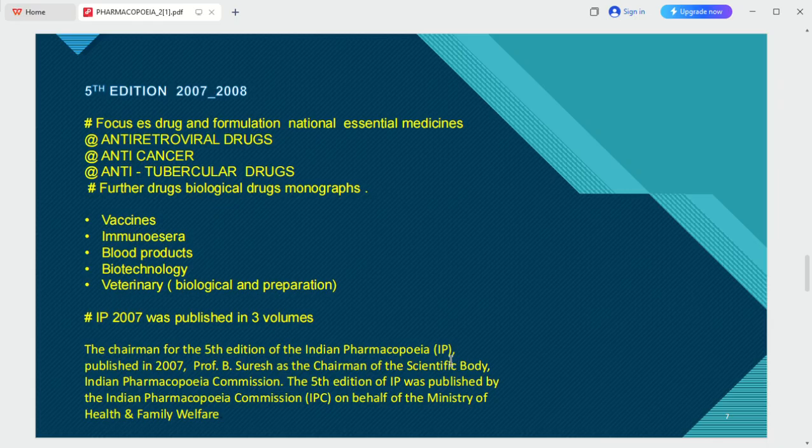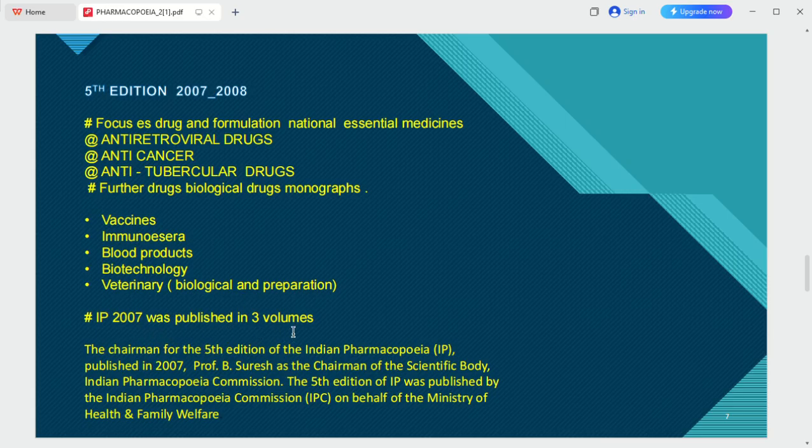It contained monographs on antiretroviral, anti-cancer drugs, anti-tubercular drugs, and herbal drugs. It further emphasized biological monographs such as vaccines, immunosera for human use, blood products, biotechnological and veterinary, biological and non-biological preparations. The fifth edition released antiviral drugs, anti-cancer oncology, and anti-tubercular drugs, and schedule C biological products like vaccines, immunosera, blood products, biotechnology, veterinary, biological and preparation.